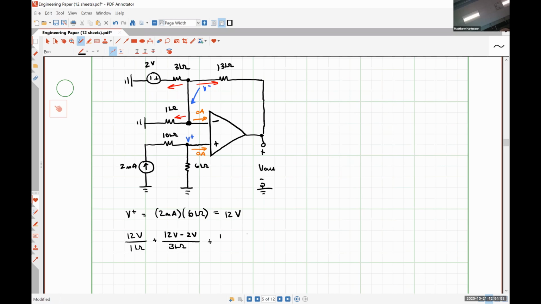12 volts minus V out over 13 kilo ohms is equal to zero. One equation, one unknown, we can solve for V out.